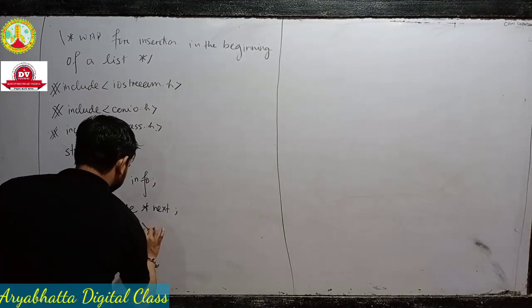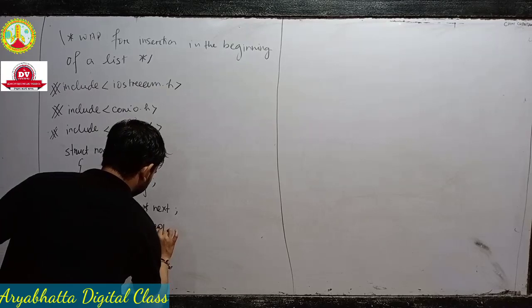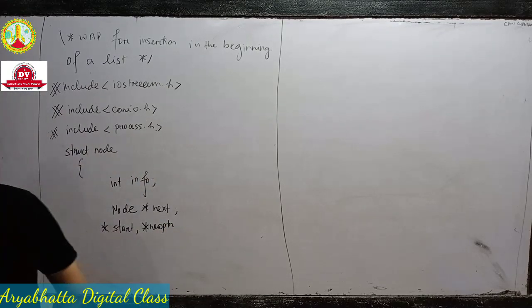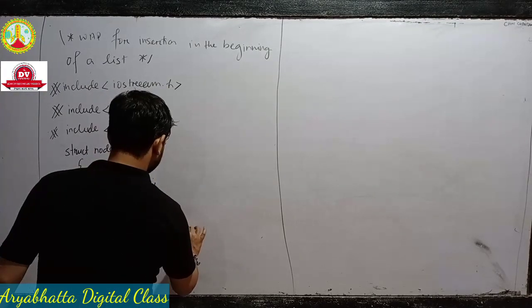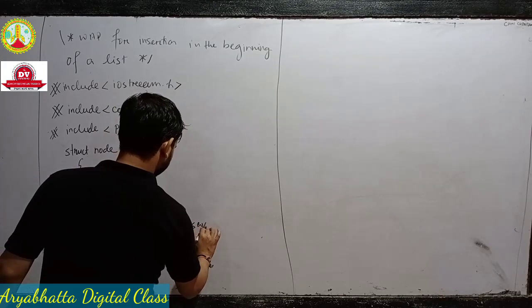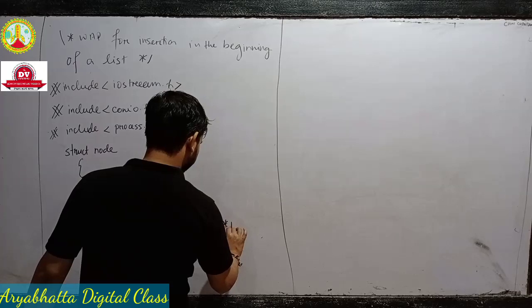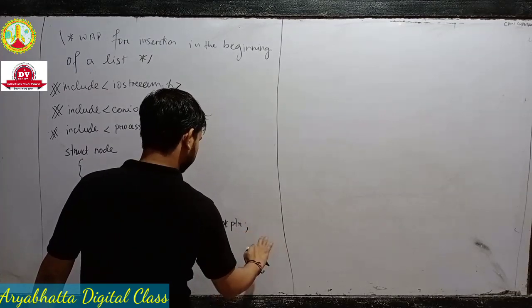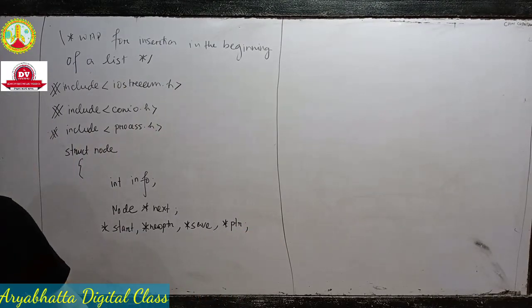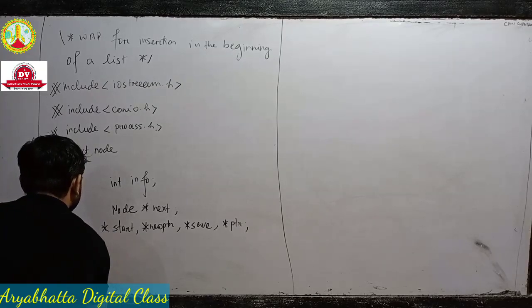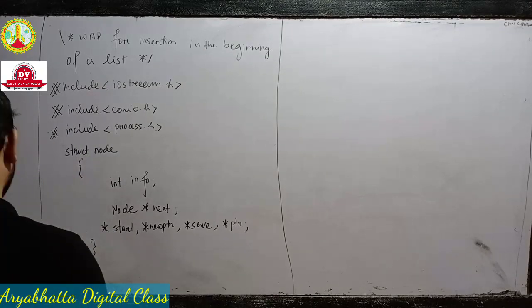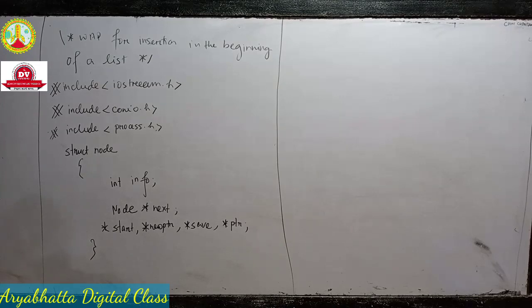Start, new PTR, save, which you already studied. Why save? We did it in the algorithm. And PTR. This will be the structure, meaning we give the structure of the existing node.